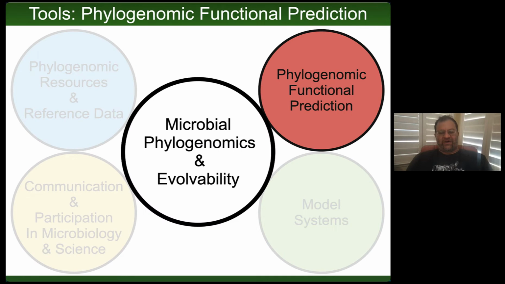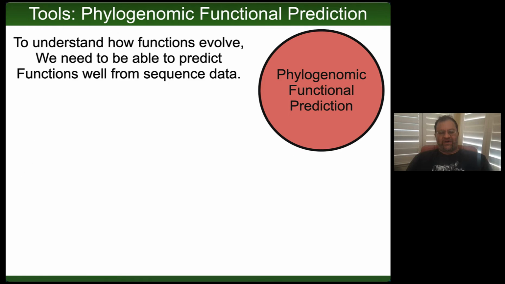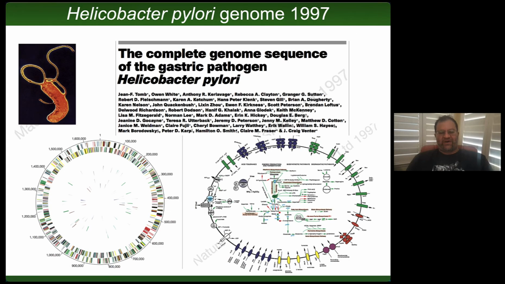So a second area of tool development that I'd like to mention, or tool use, I guess it's less development than use and showing how it could be used, is in phylogenomic functional prediction. So the key point here is that to understand how functions evolve, we need to be able to predict functions really well from sequence data. And I'm just going to walk you through the story which led me to develop this sort of general approach.